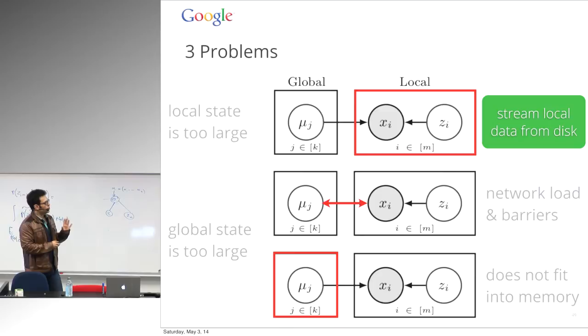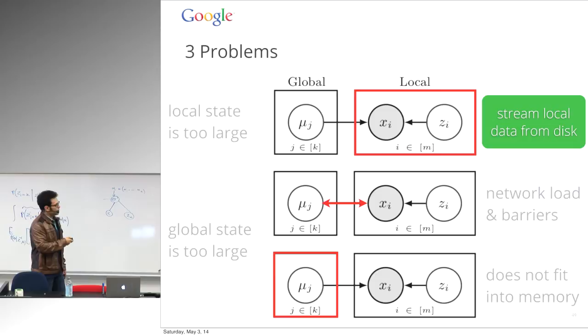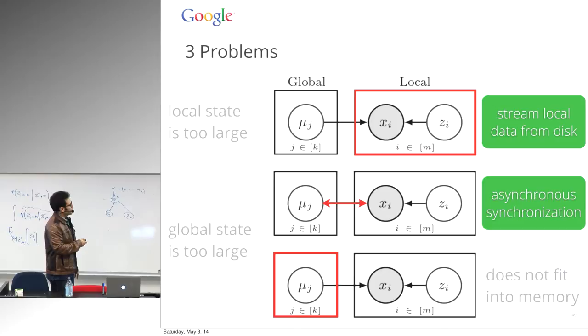The second problem is that the global state is too big, and we break this problem into two parts. The first part is that the data is too big, so we stream it from disk and we partition it over machines. So each machine gets a subset of the data. And now the global state is too big, but again, we partition the local state across machines, and now we want to synchronize the global state given each machine.